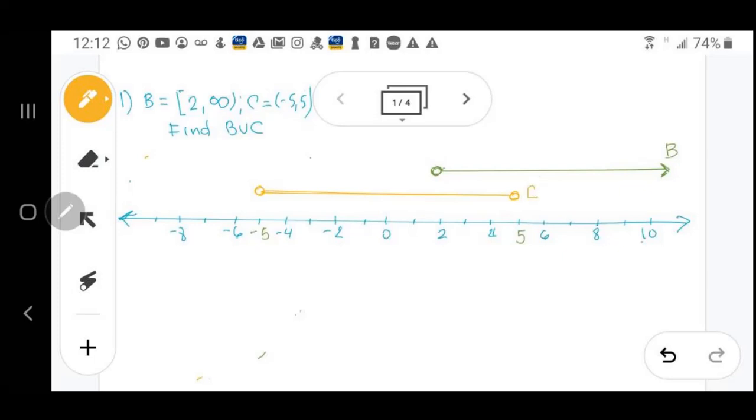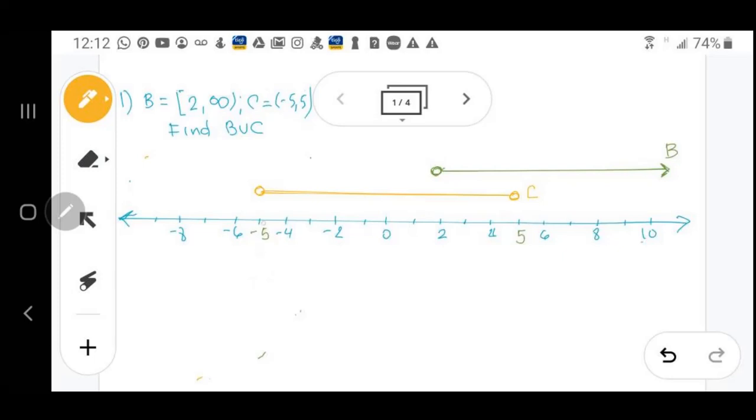And now we're looking for the union. When we look for the union, what we need to do is to put on the same number line the numbers in interval B and the numbers in interval C. And as you can see, if you put together all these numbers, it goes from -5 to 5, that is interval C, with the numbers in B that go from 2 onward, they will cover on the number line all the numbers that begin at -5 and go all the way through to the right. So it means to infinity.